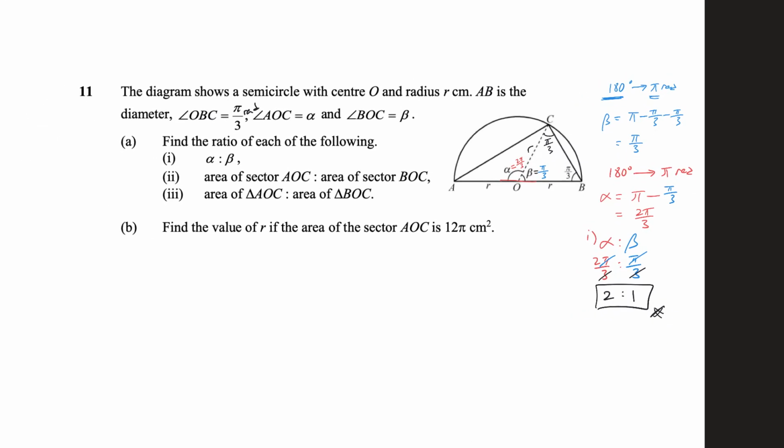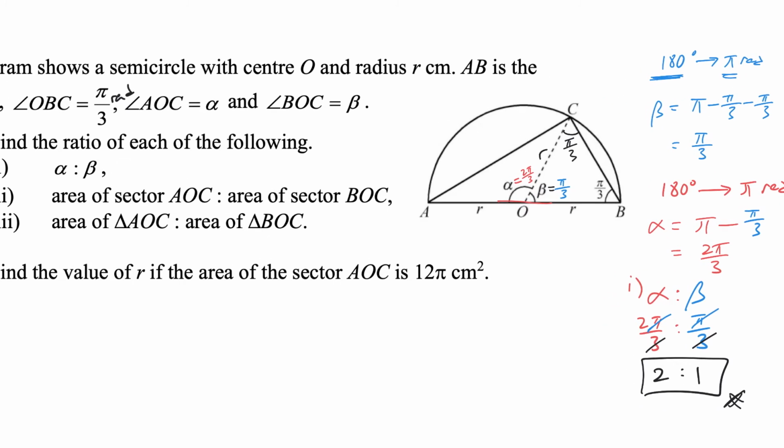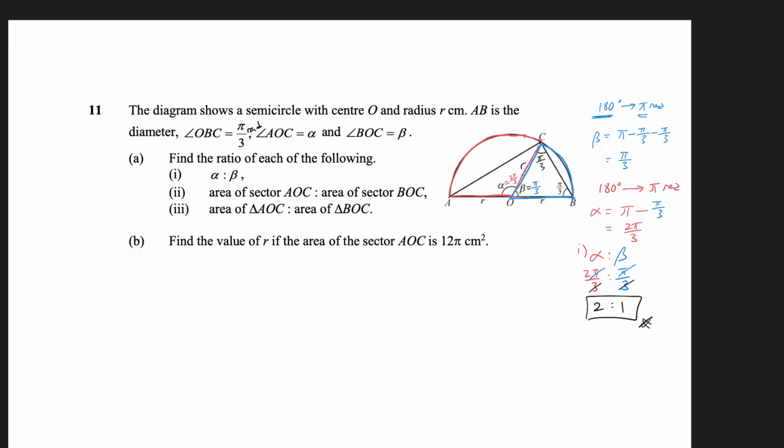Okay, so now part double I, area of sector AOC is to area of sector BOC. We can see that the sector AOC is this, and for BOC, this is the sector. And we want to find the areas and compare them.